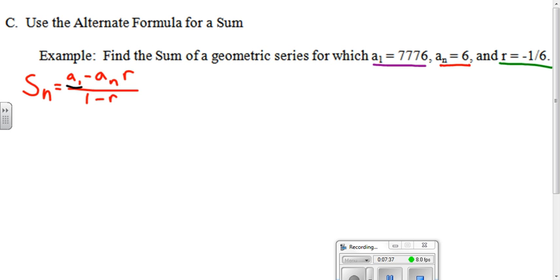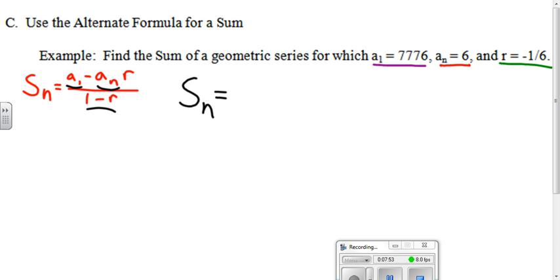Our a sub 1 still comes out in front, a sub n comes here in front of our r, and we're still over 1 minus r. So this is another formula we can use to solve this out. So again, in this example, all we have to do is plug everything in.